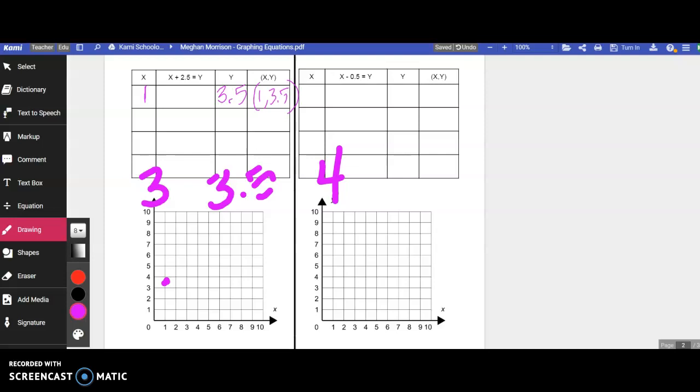Again, I will be grading this worksheet to see how you do on your graphing, but that does not mean you can't ask for help. I'm more than happy to help you if you get stuck on anything. Remember, pick your x, figure out your y, write your pair, and then you can graph it. All right, good luck.